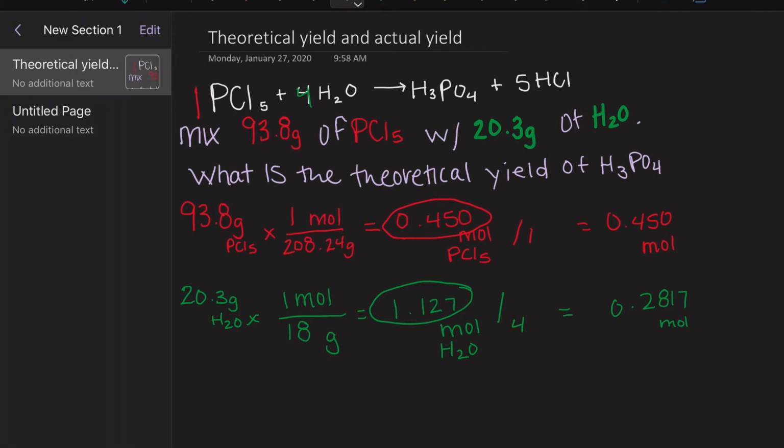We divide it by the coefficient so that we're talking about 1 unit of them, basically, because we need 4 times as much H2O to make the reaction go one time. So we're going to divide by 4 to see if that's our limiting reagent. And it turns out that it is our limiting reagent. So we know that H2O is the limiting reagent in this reaction.